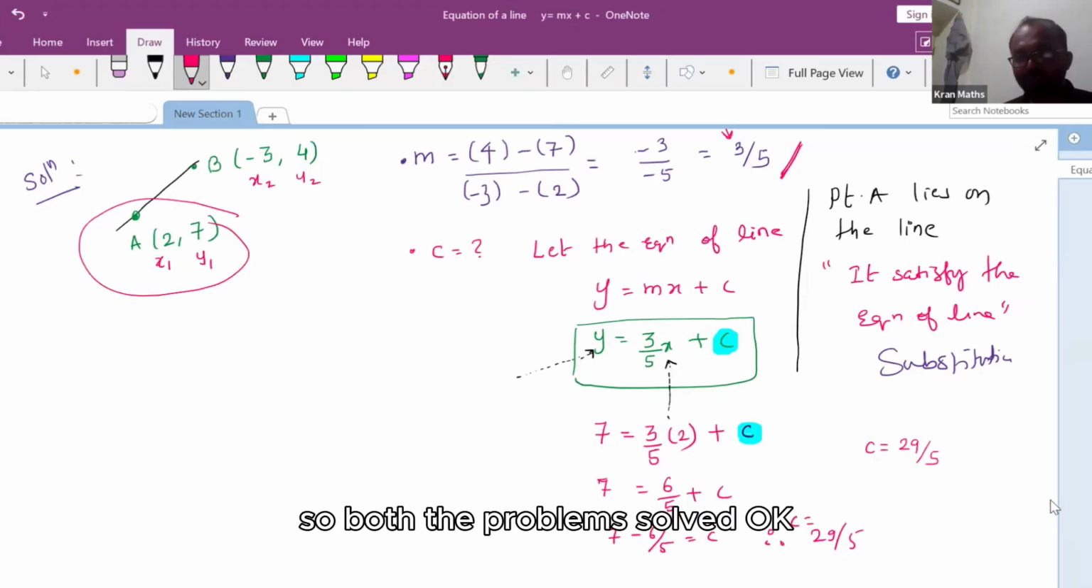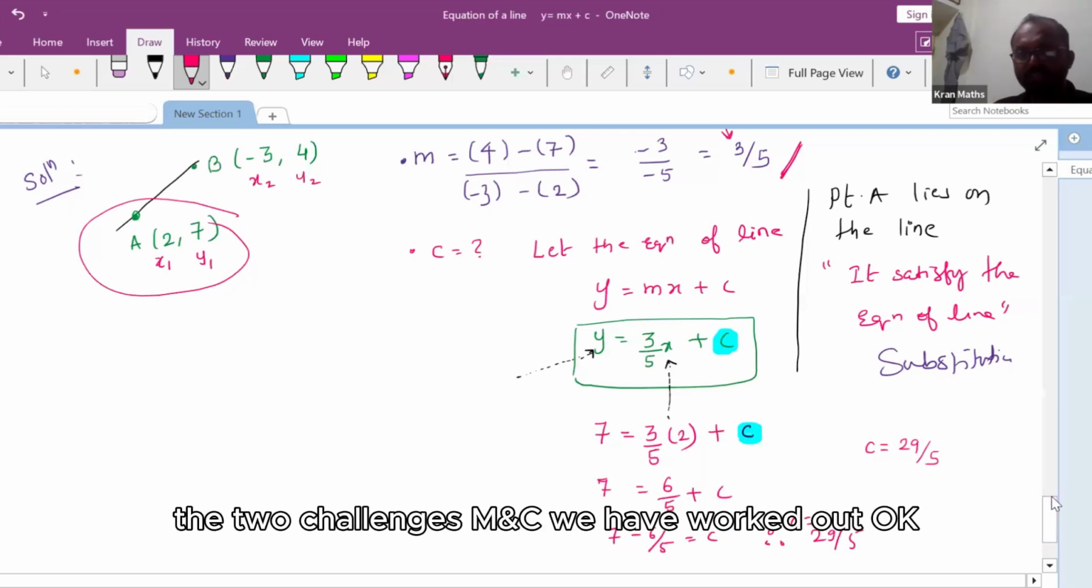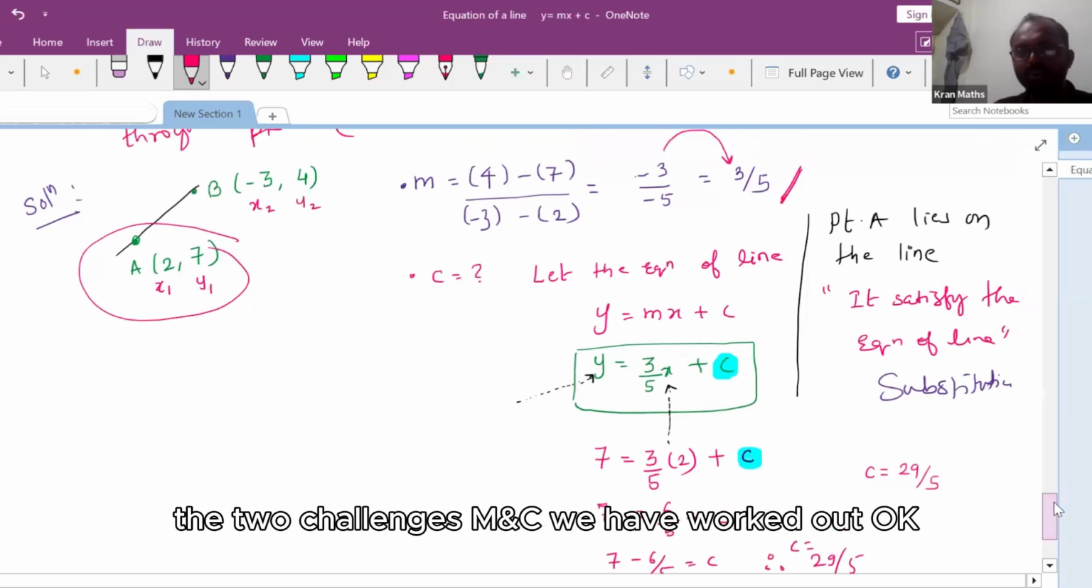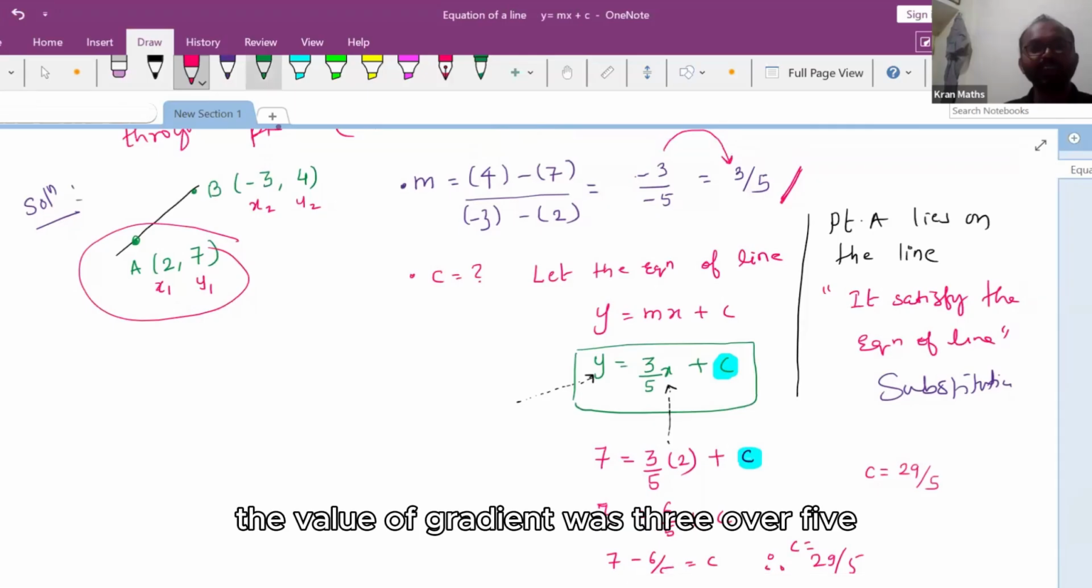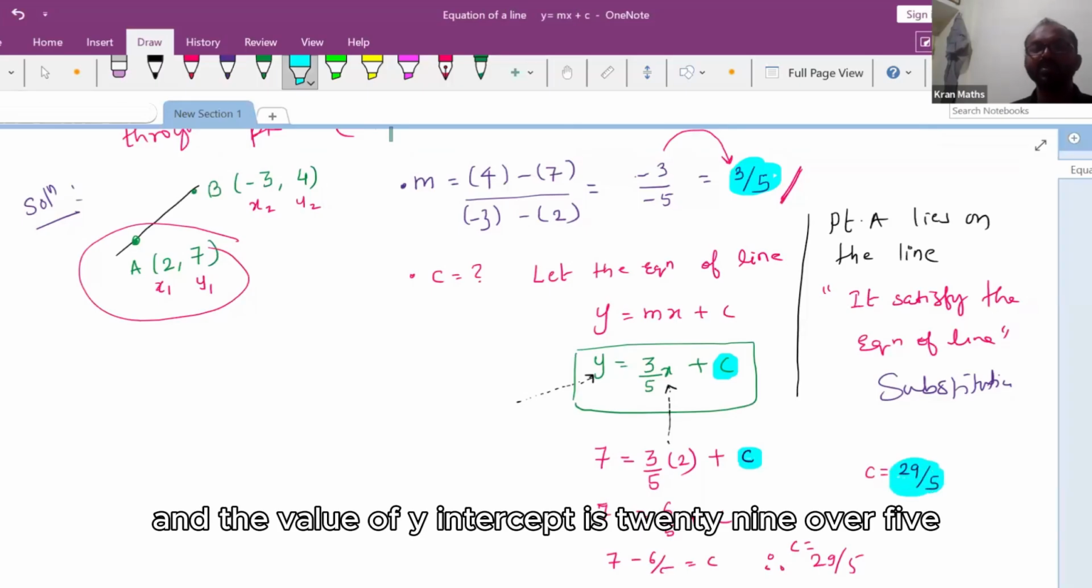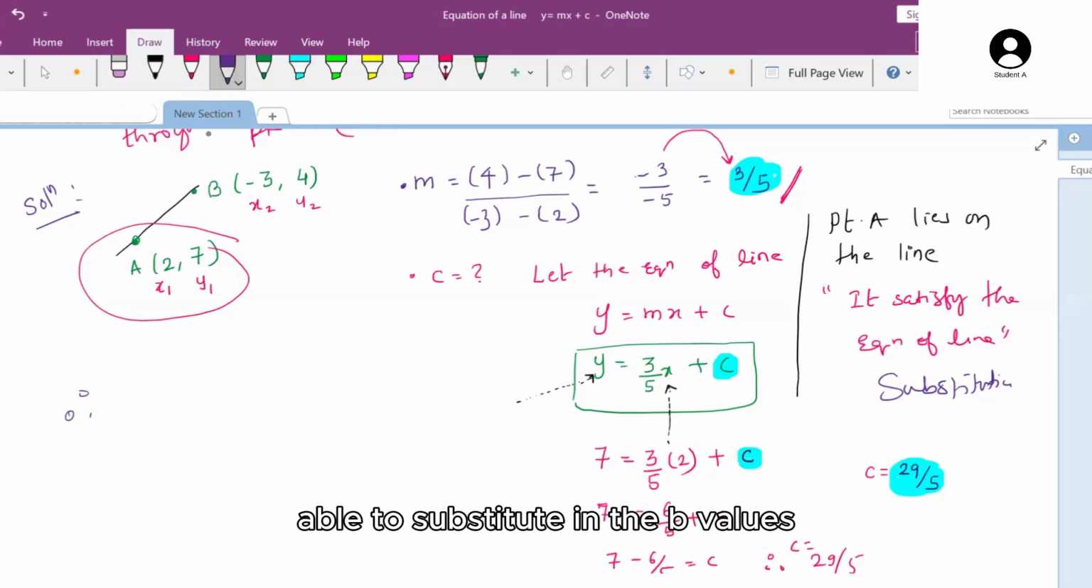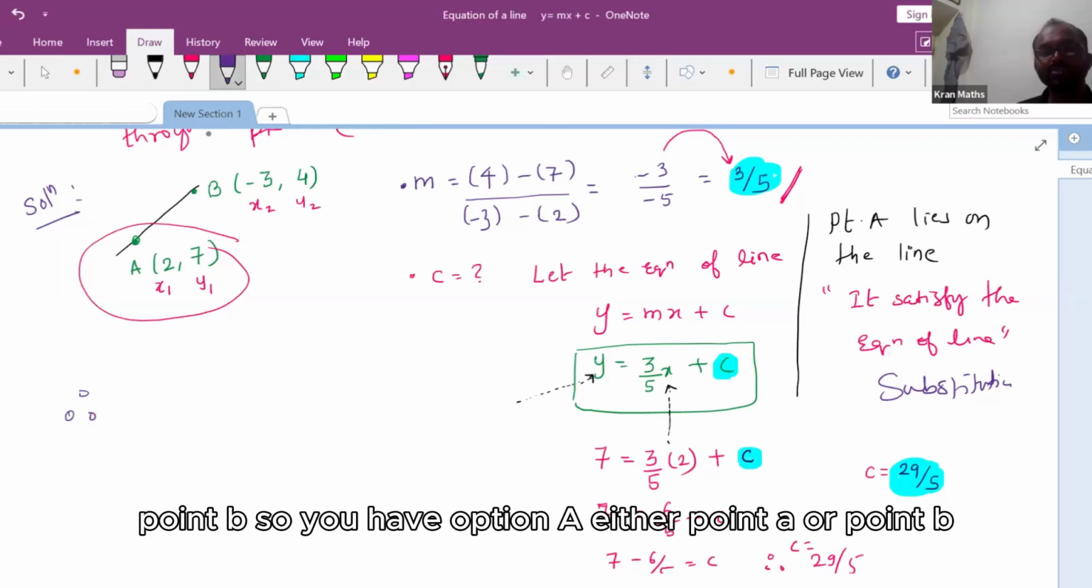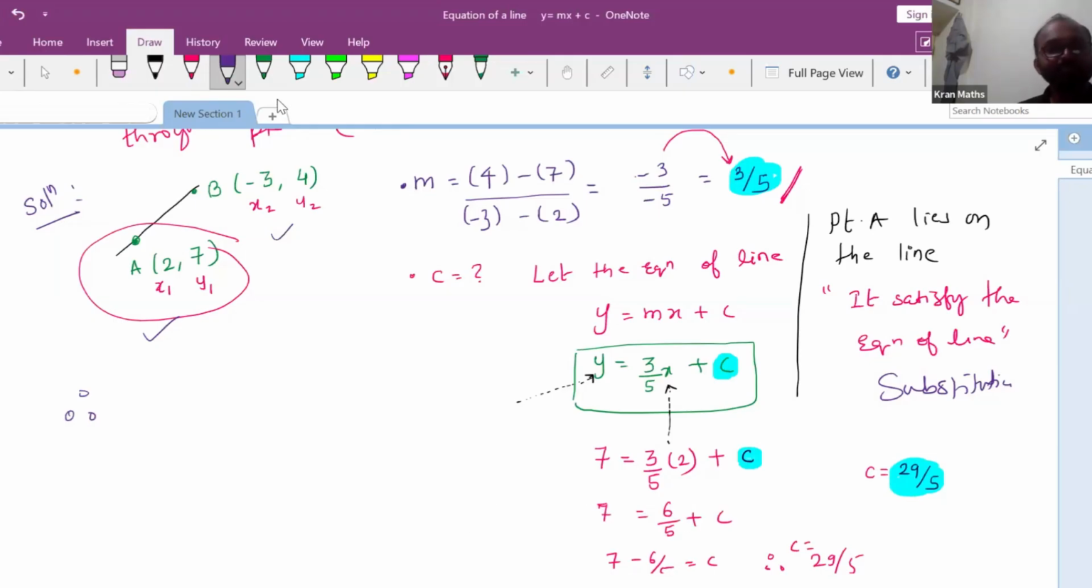So both the problems are solved, okay? The two challenges M and C we have worked out. The value of gradient was 3 over 5 and the value of y-intercept is 29 over 5. So I'm able to substitute in the B values, point B. You have the option of either point A or point B. Shall we try with point B?